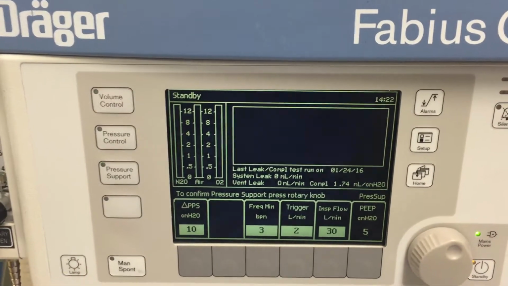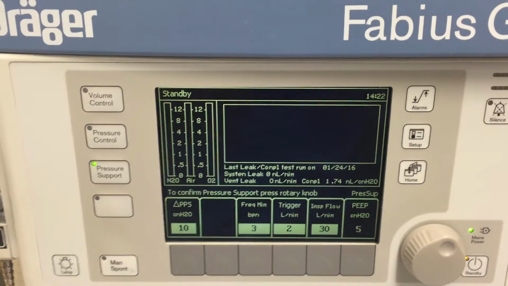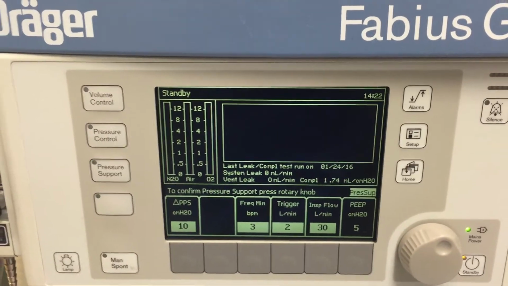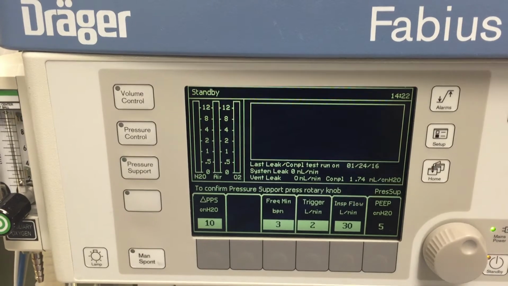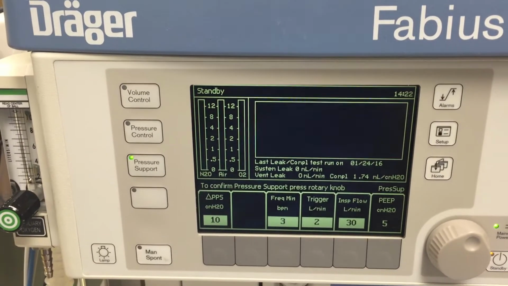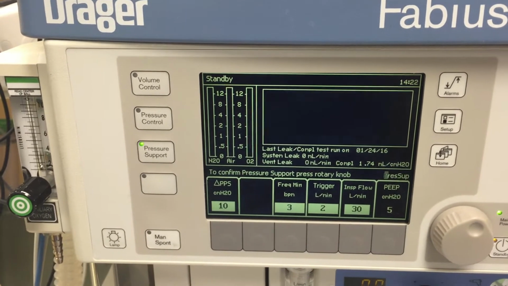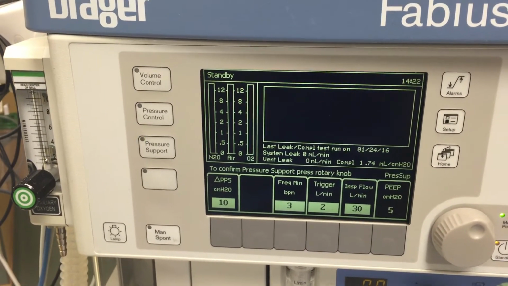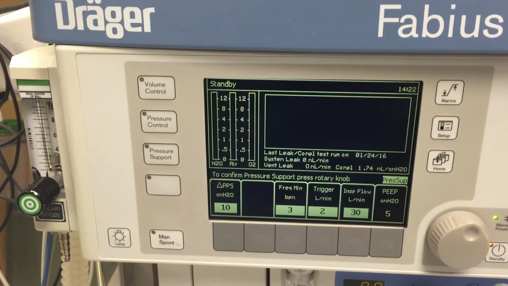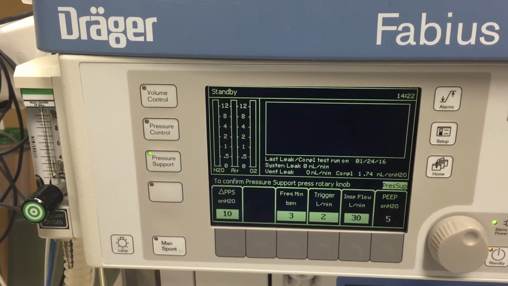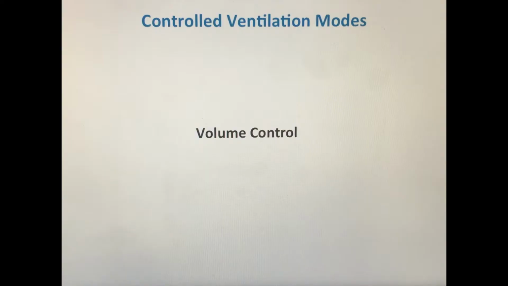Now on inspiration, the patient is going to get an additional support of 10 centimeters of water pressure. Then when they go on exhale, they will get an additional 5 centimeters of water pressure. This is known as pressure support ventilation with PEEP. Remember, in order for this mode to occur, the patient has to be able to breathe spontaneously on their own. Now that we went over spontaneous ventilation modes, we will transition to controlled ventilation modes.